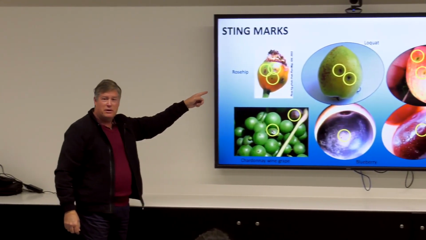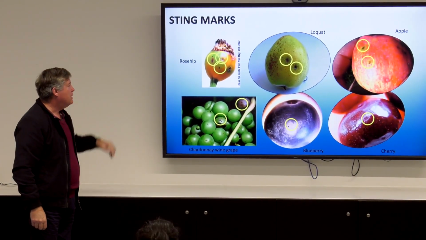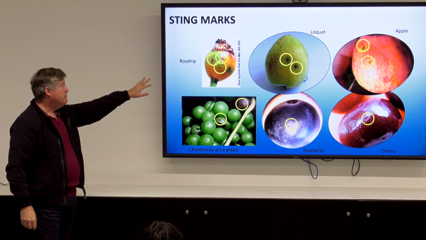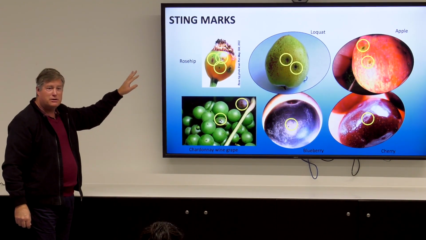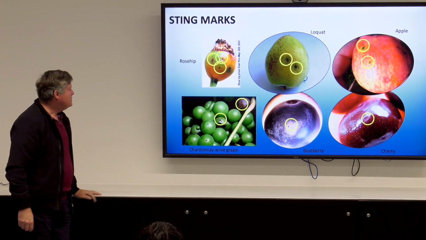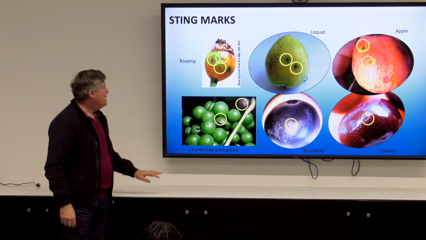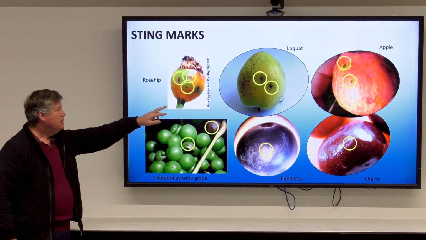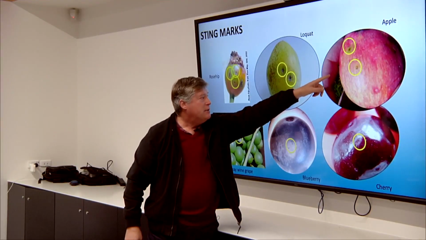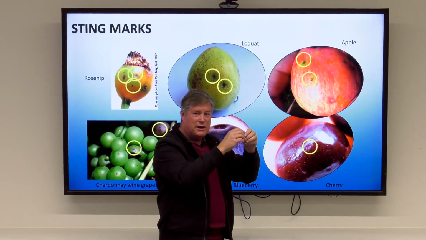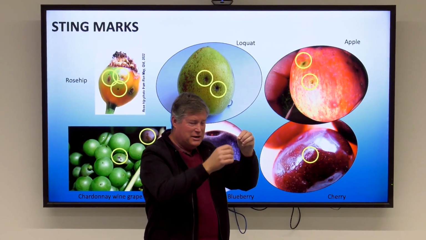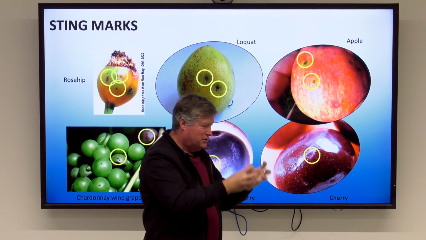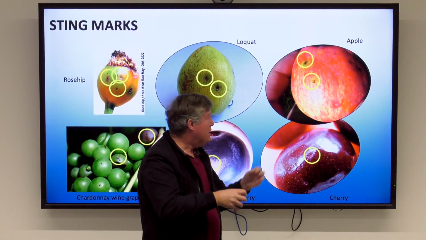Here's some sting marks. Even a rose hip can get fruit fly in them. And this is just a normal garden rose hip, Mr. Lincoln or something like that, just a normal one, and the marks are quite visible. On the locust and the apple, sometimes you get this gum coming out of the apple, and sometimes that gum comes out in a string, and you end up with strings of gum hanging out of the apple.